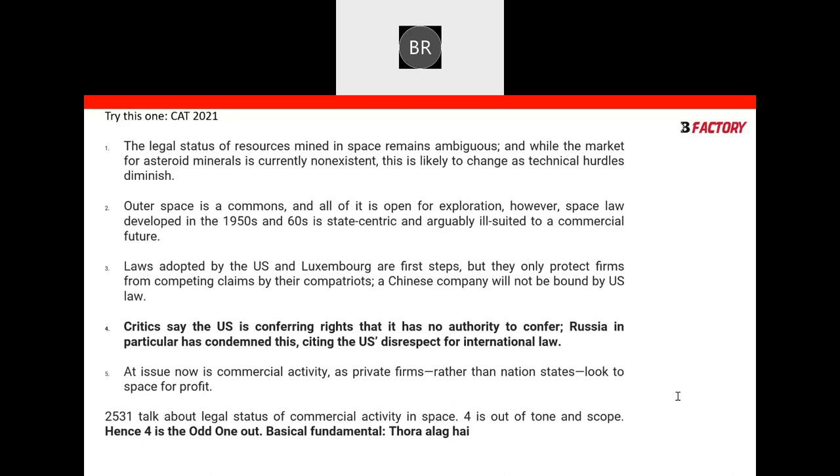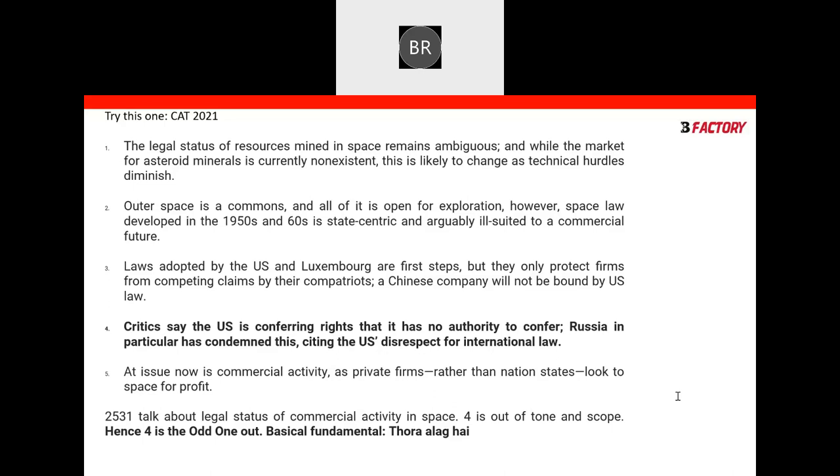Right? So, 1 jo hai, it is also talking about legal status of resources in space. And 4 is talking about international law and critics giving rights. Right? 4 seems out of place and is not directly related to the passage. 2, 5, 3 were quite easy to get here. You know, you had to capture that 1 is talking about the same theme, which is legal status of things in the outer space, right? And 4 is not related to legality with respect to state versus private. And hence, 4 becomes the odd one out.